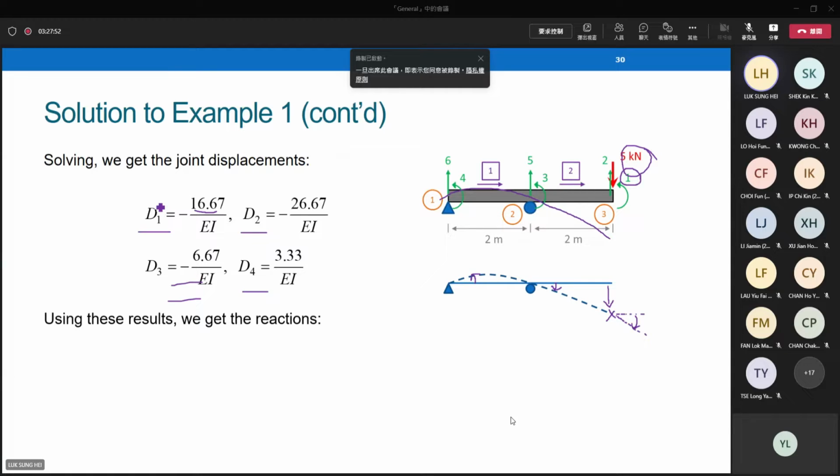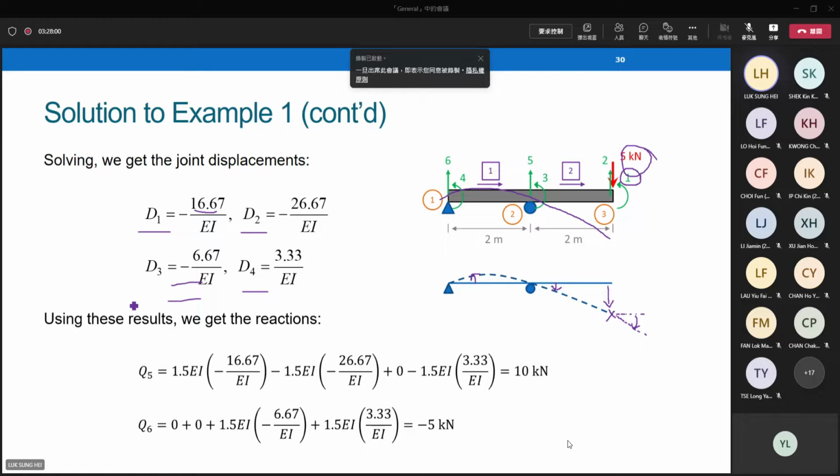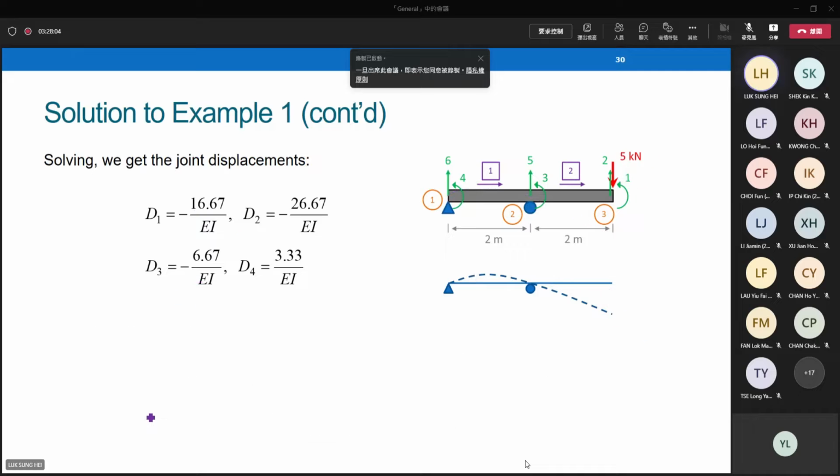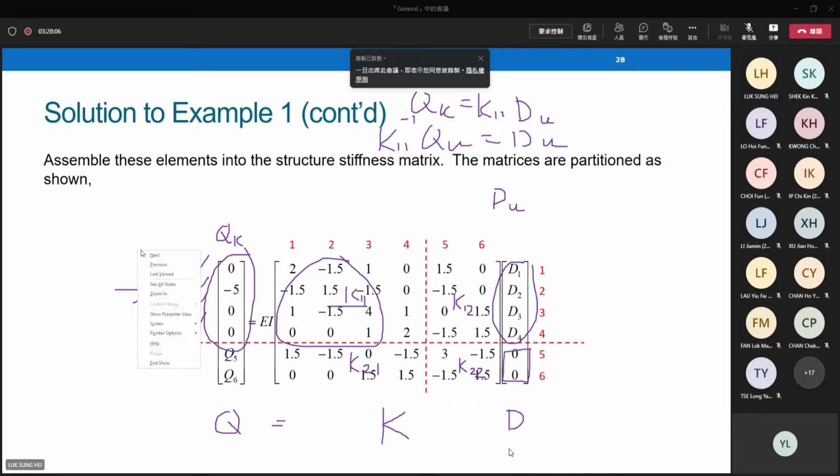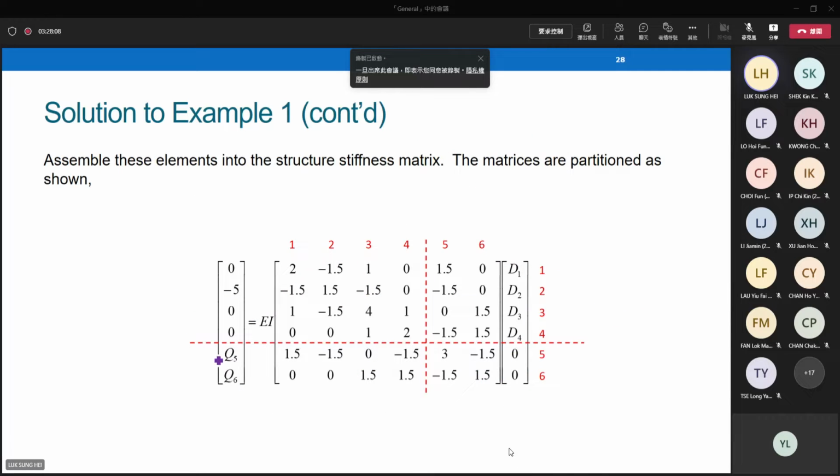Once you know all the unknown displacements, you can use this to find out the unknown reactions using the bottom rows of the matrix equations to find out unknown reactions Q5, Q6 here. Use the last two rows to find out unknown reactions. This row times the displacement vector gives you Q5, and then the last row times the displacement vector gives you Q6. Simple matrix multiplication.